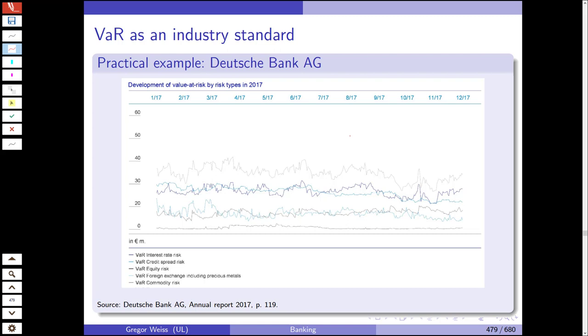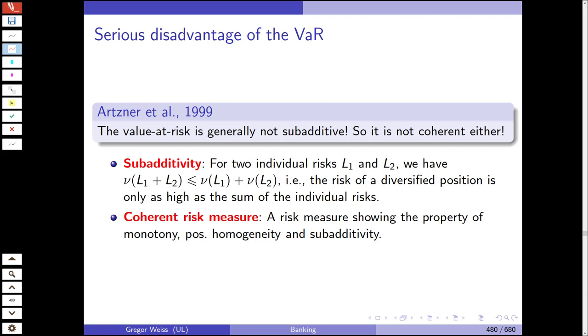Banks will actually calculate the value at risk and report on the value at risk estimates in their risk report. And as you can see here, these are the different VaRs for, say, interest rate risk, credit spread risk, equity risk, foreign exchange and commodity risk. And you see the development of these risk forecasts, and during some times they decreased, and yes, time variation in your risk exposure.